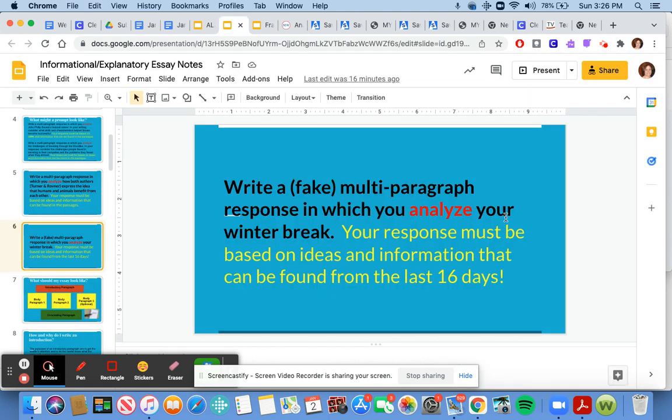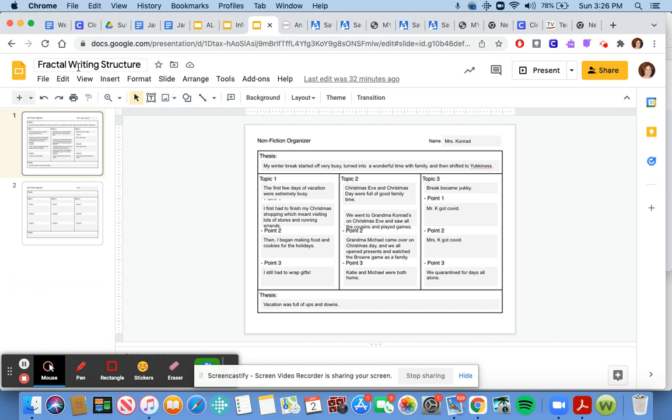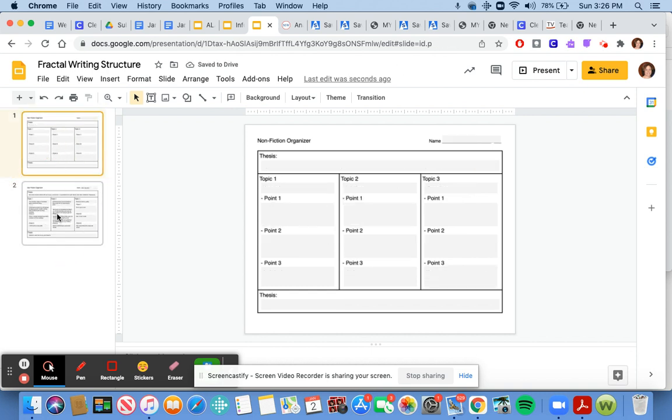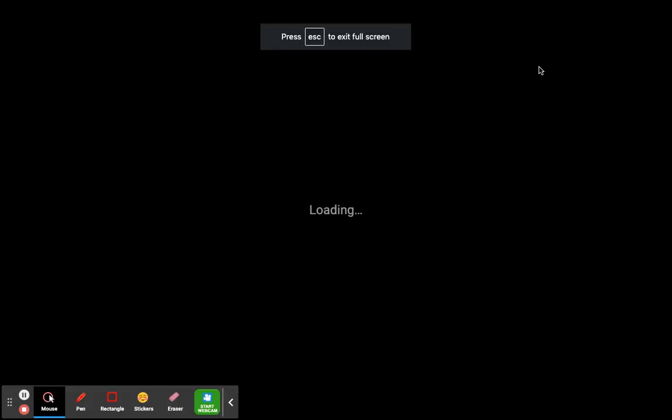So I'm going to ask you to really analyze your winter break, and you're going to come up with something that looks like this. Only you're going to be looking for this fractal writing structure, which is going to be assigned on Canvas to you. And actually, the first page is going to be the one you're going to fill out. The second page is going to be Mrs. Conrad's example.